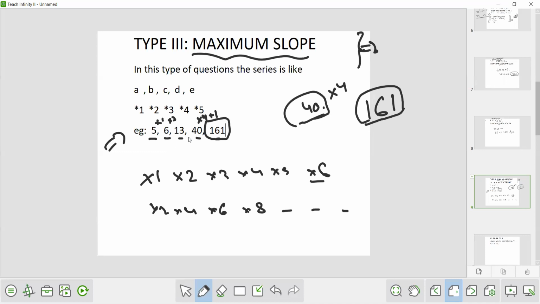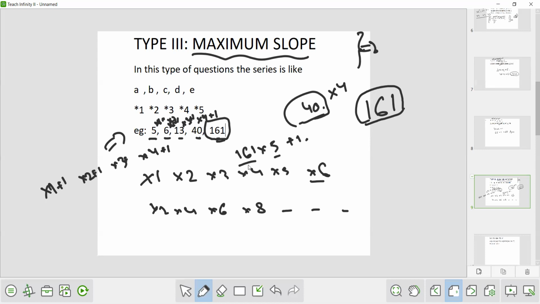Again, now look at the number just previous to this. It's 40 and it's 13. So 40 is nearly how many times this 13? It's 3 times, so write into 3 over here. Then 6 and 13, so it's 2 times. So into 2 plus 1, then into 1 plus 1. The rule gets confirmed. The rule is into 1 plus 1, into 2 plus 1, into 3 plus 1, into 4 plus 1. So lastly 161 into 5 plus 1.